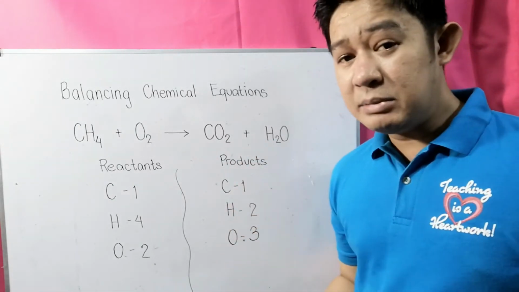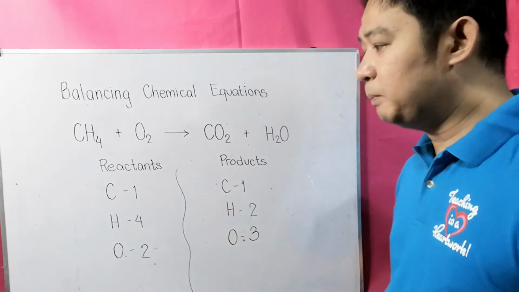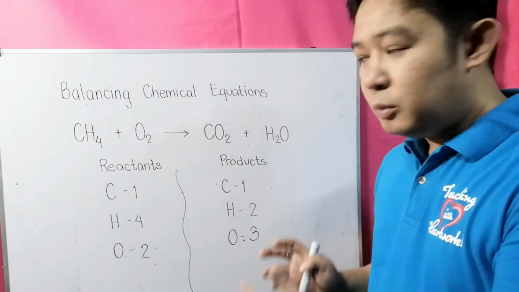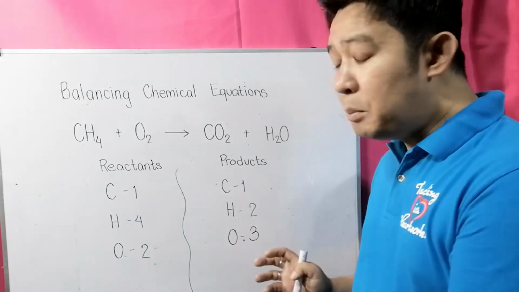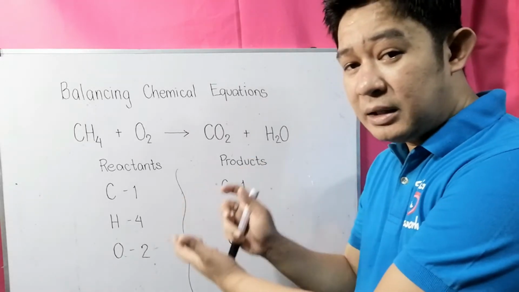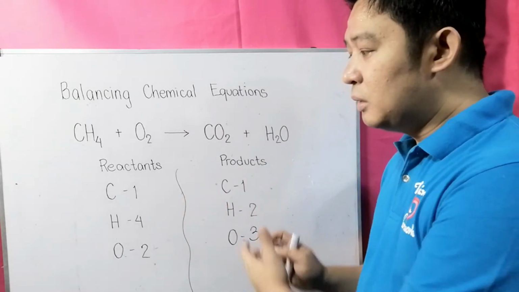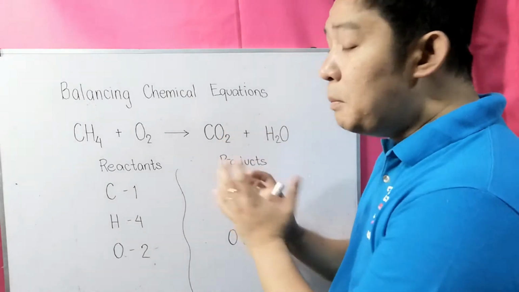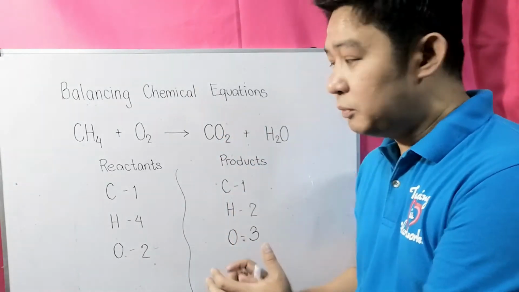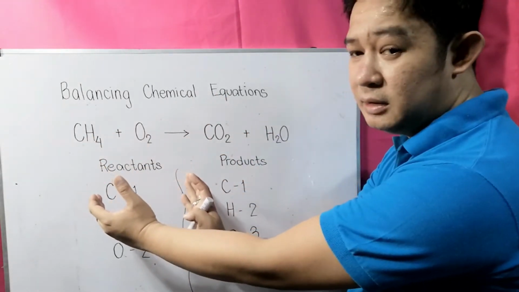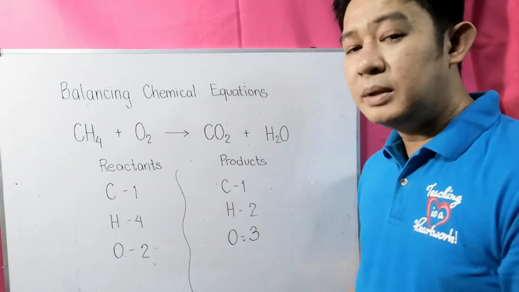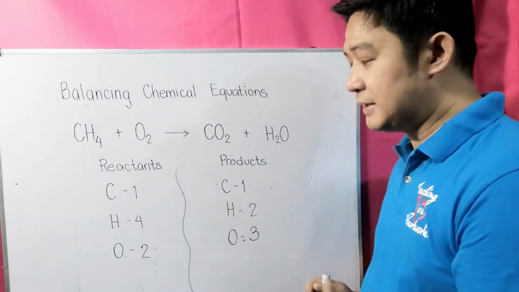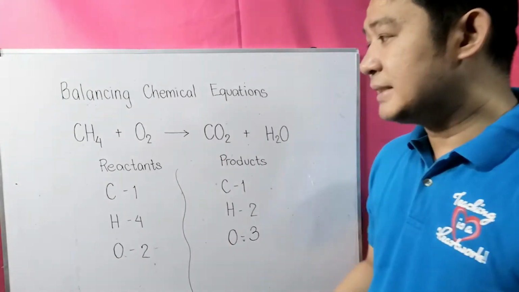In balancing a chemical reaction like this one, we said that we should preserve the number of each of the elements involved in the reaction. Same number of each element from the reactant side with the same number of each element also on the product side. Let us now balance this chemical reaction.